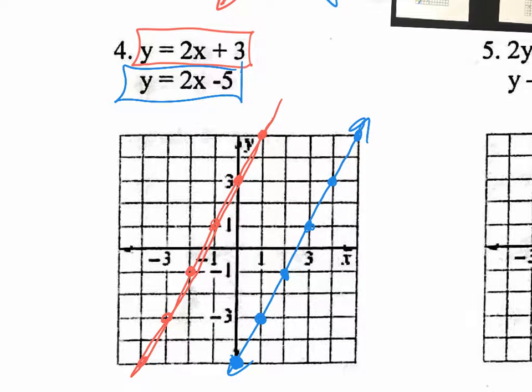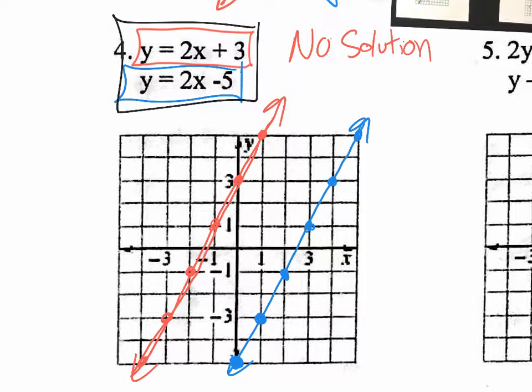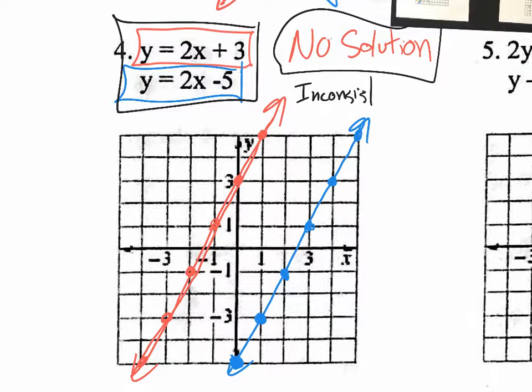Ladies and gentlemen, if I'm looking for the answer that works for both, what does this graph tell us? It's inconsistent. Now, what does that mean in terms of answers? There's none. There is no answer. So you would say no solution. Now, if they told you to classify this system, the answer is no solution. But if they told you classify, this is what we call an inconsistent system. They don't cross. There is no answer.